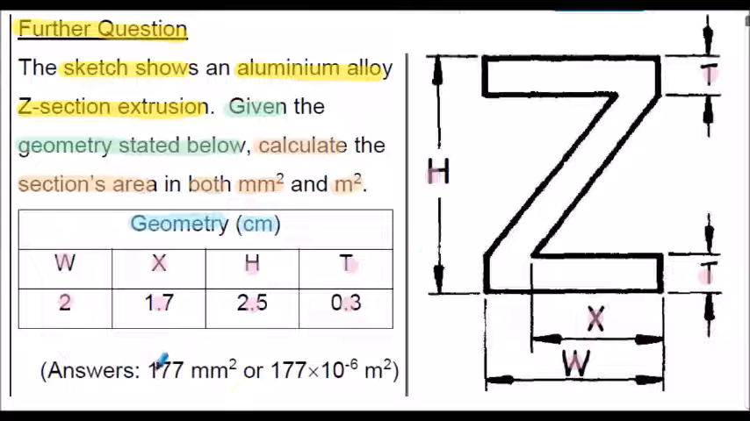The answers are given in the bracket. As the Z section can be considered a compound section, again you need to break it into simpler shapes. This is a quite thought-provoking little question. I would encourage you to stop the presentation and attempt this question now, but on the following slide I will show you a hint to find the area of the Z section.